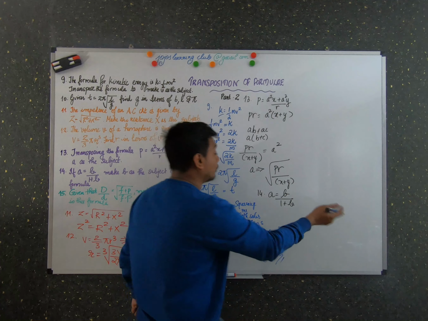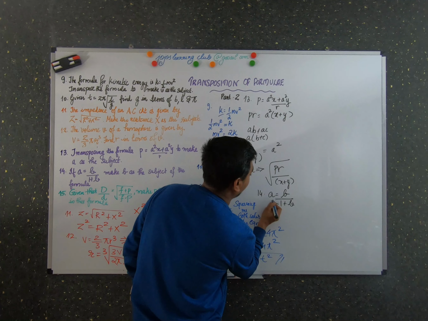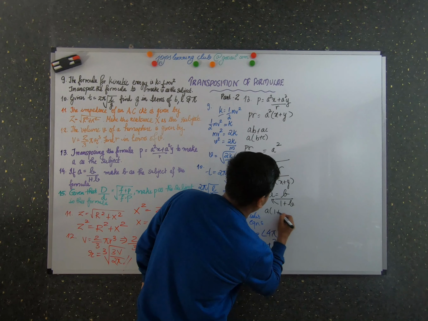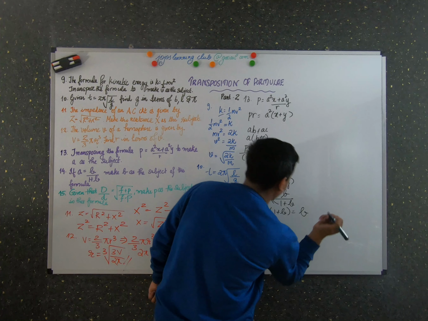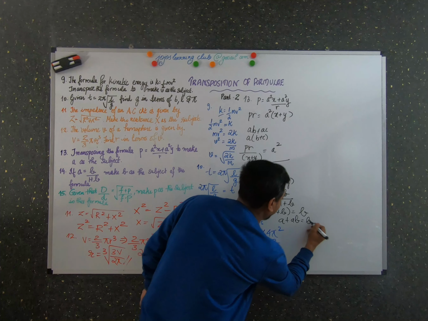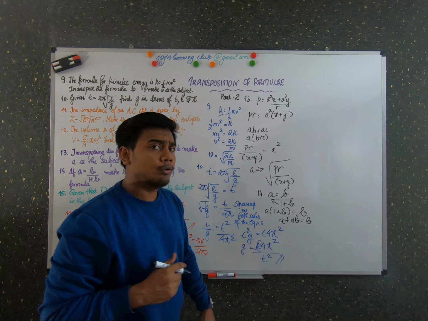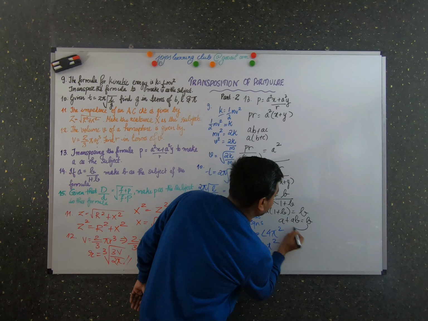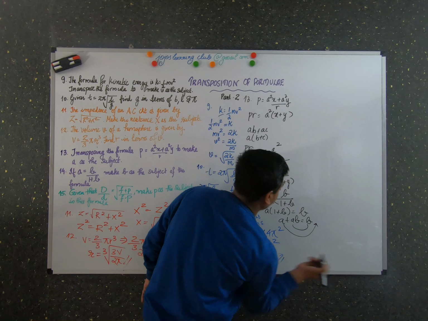For that, I am going to do now transposition. For that, the first step is to cross multiply and remove all the fractions. A into 1 plus b is equal to b. So a plus ab is equal to b. Okay, now what I am going to do? I am going to group together parts with b. So I am going to take this b to this side and put this a to this side.